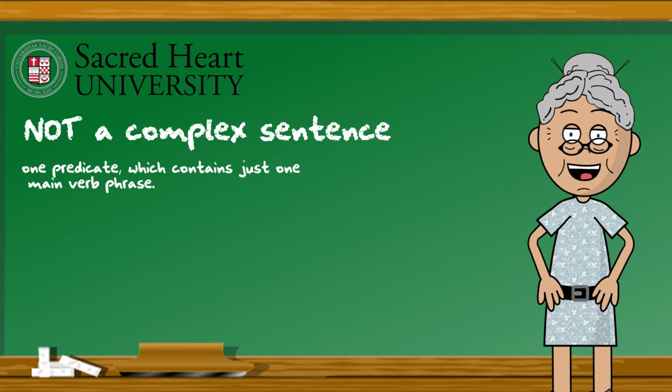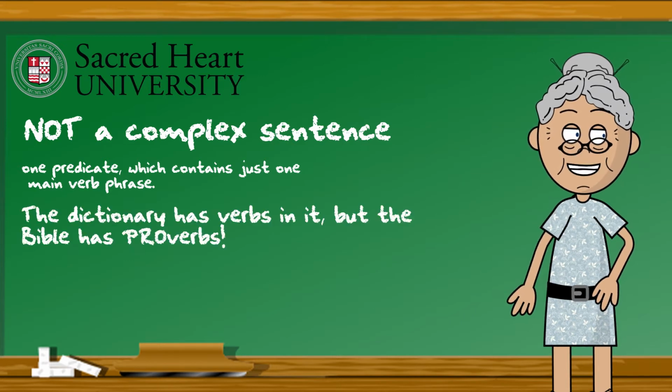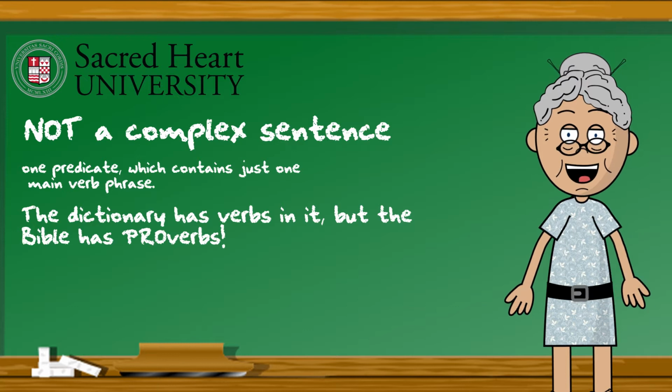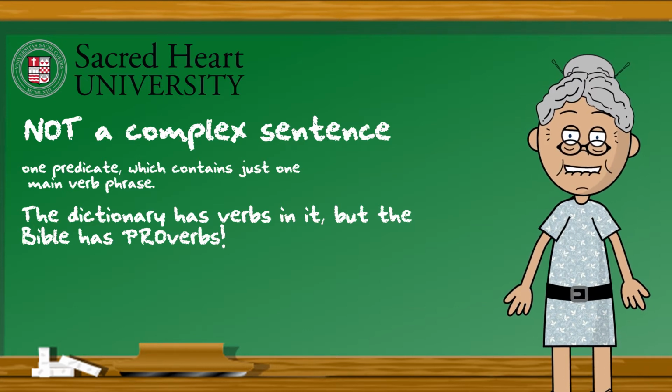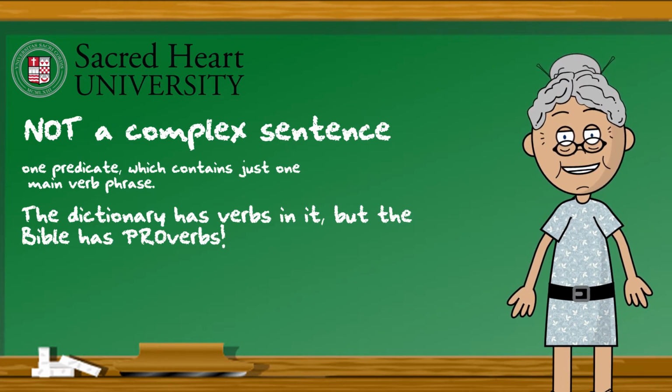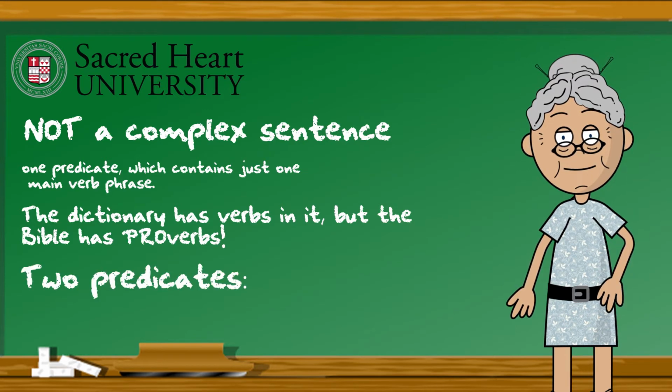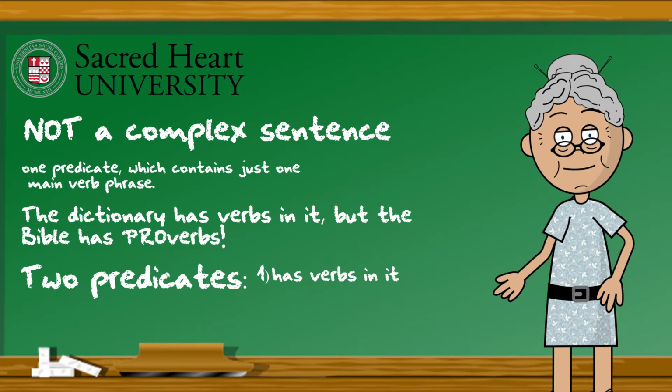Now look at this one. A dictionary has verbs in it, but the Bible has proverbs. Does this sentence have more than one predicate? Yes, it does. It has two predicates. The first has verbs in it, and the second has proverbs.